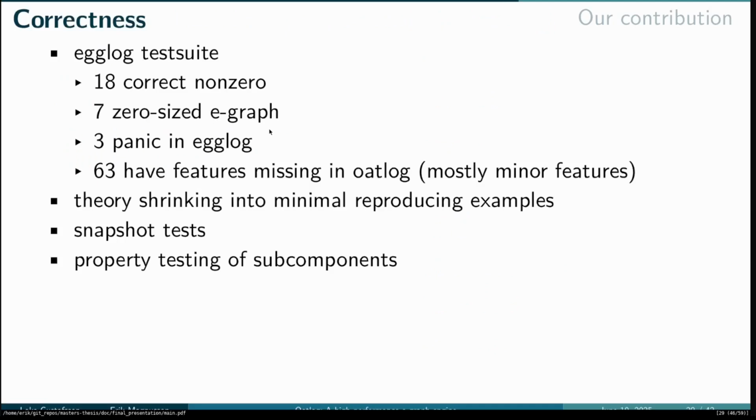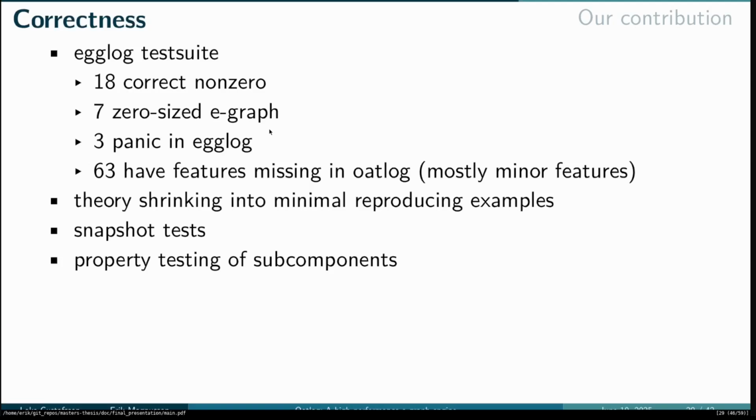Yeah, so correctness. We seem to be doing the same thing as Egglog. So the way we test Oatlog is we compare what Egglog does. And quite a lot of the tests in Egglog have some surface level front-end features that we're missing, but we don't really care about those. For all the tests that run fine, we are correct.